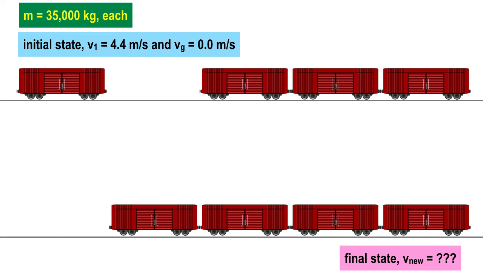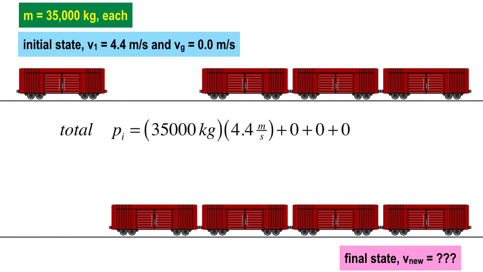Let's compute now. Let's go back to our initial sketch. Let's compute the total momentum before the interaction. So this is P subscript I, the total momentum. What we're going to do here is calculate the momentum of boxcar 1, boxcar 2, boxcar 3, boxcar 4.